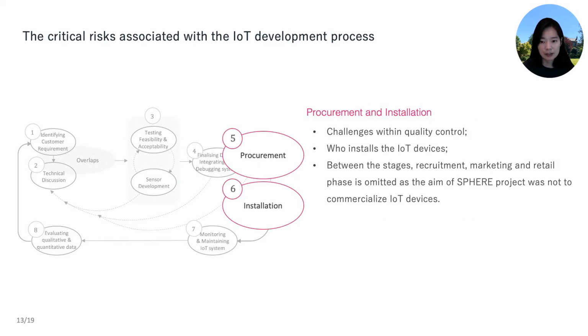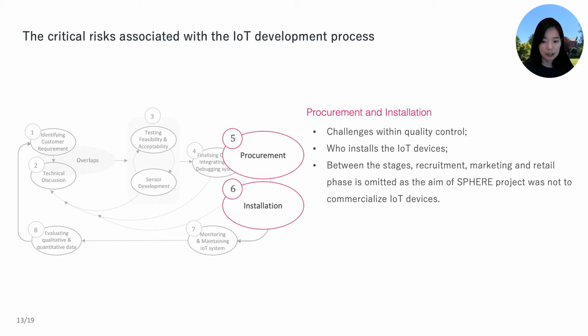Procurement and installation stages follow after the team finalizes and integrates the system. During the procurement phase of the IoT system development, it was recognized that special attention should be paid to issues around quality control. For example, problems in being unable to procure hardware components can lead to the whole system having to be started again, new suppliers found, or the design being changed.